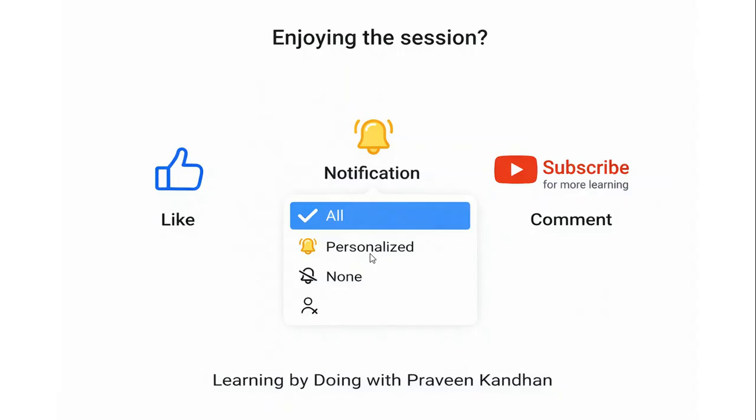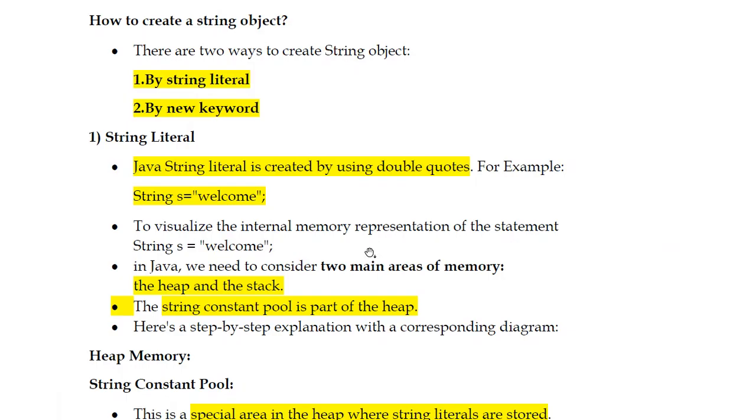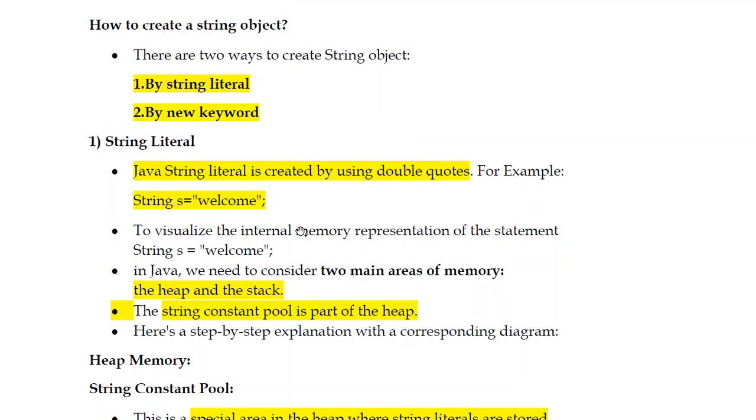Let's get started. In our previous session, we discussed how to create a string object. The first method we discussed was string literal. This is the continuation of the previous session. Please watch session number 5 and then watch the current session. String literal means, as I told you, if you create the object by using double quotes, that is called a string literal.